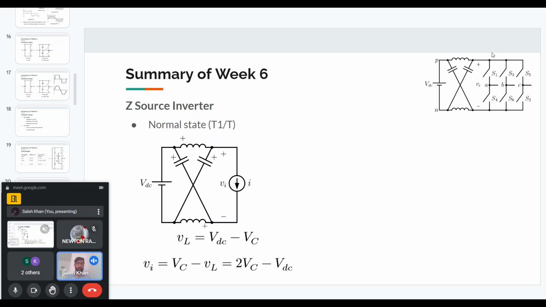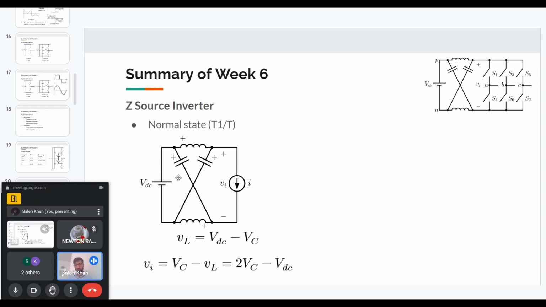For the normal state, where we don't have a shoot through, we can draw an equivalent circuit of this Z source inverter, which I have shown here. In the normal state, we will have some current that is flowing through the load, which is I current, and then we will get a circuit like this. This normal state will be operating for some time t1 out of the full switching cycle T. For some time t1, we will operate it in the normal state.